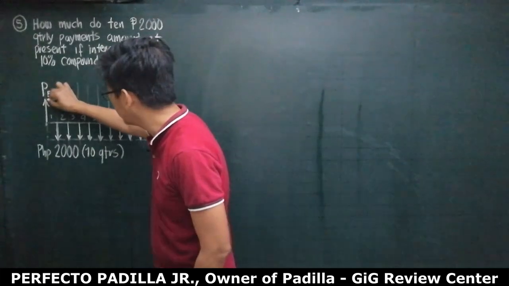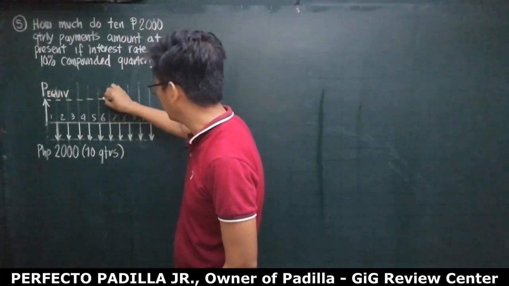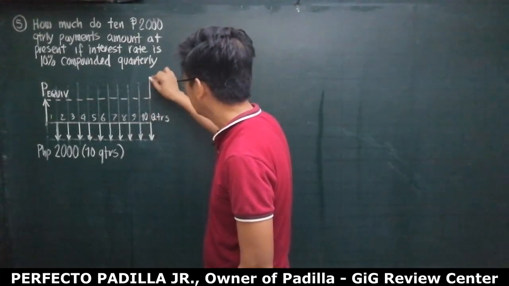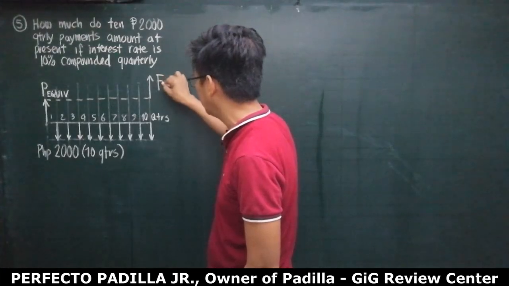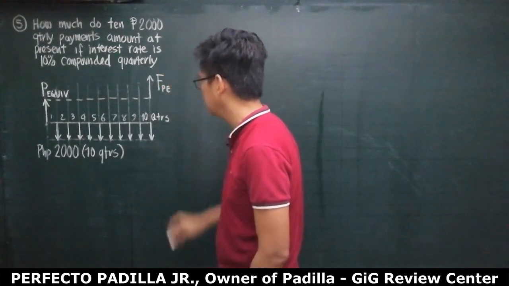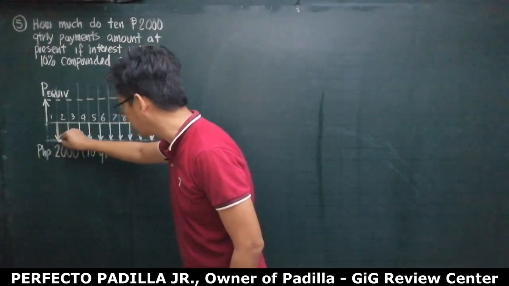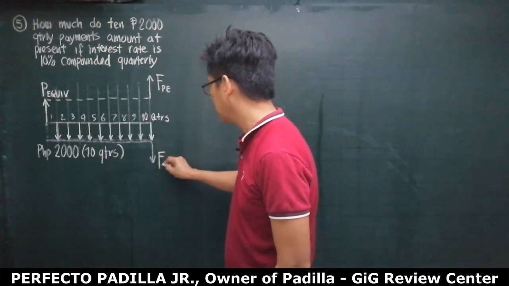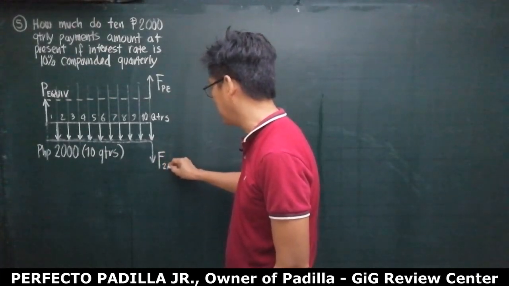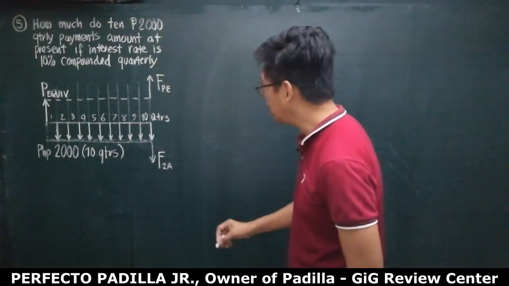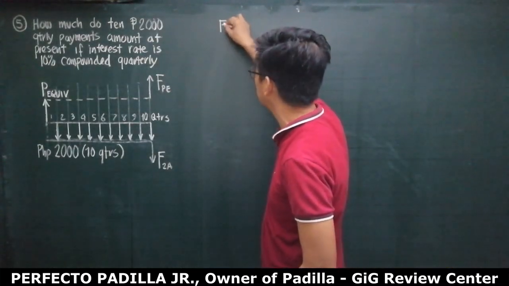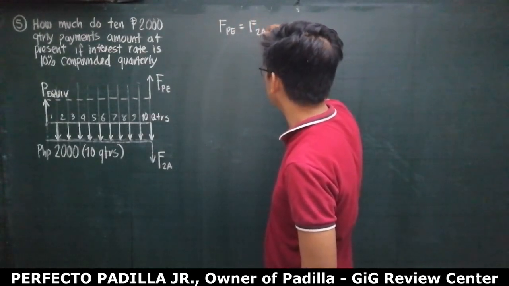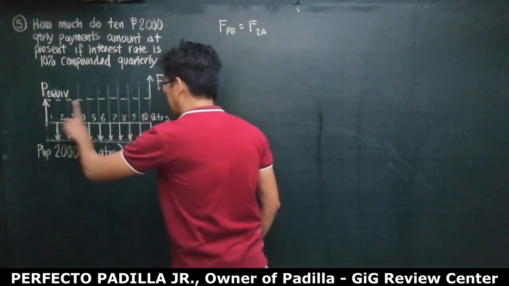That is, if we bring this to the future, I will be using the extreme future, that is the end of 10 quarters, as my focal date. So the equivalent of this is F of P equivalent. This one, I bring to the future, I call it F of the 2,000 annuities. By theory of equivalence, the future of PE equals the future of 2A. This one is present to future.